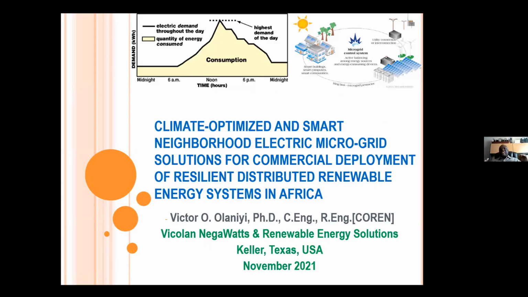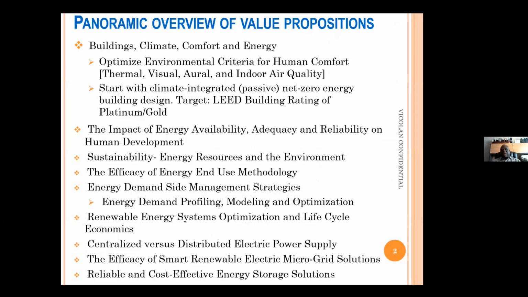So the first thing is you first have to optimize your building with respect to the climate where you are. And a lot of architects and engineers have failed us all over Africa on this. You need to first optimize your climatic design of the building, and then you need to look for resiliency. I was talking about the indices for reliability and so on, and that's the reason I went to that. Okay, so here's the panoramic overview that I was talking about of the value proposition.